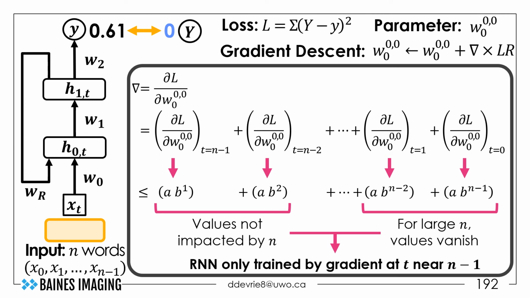And what this basically means is that the gradient term ends up being largely impacted by only the values at the very large time steps. So that time step n minus 1, n minus 2, which is very near the output of the network. Whereas the gradient is not affected very much by the time steps t equals 1 or t equals 0. So the very early values.